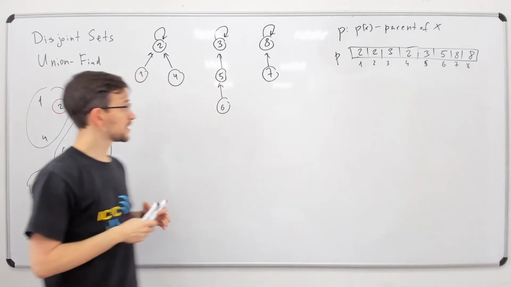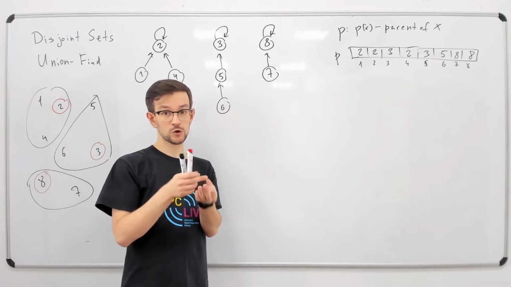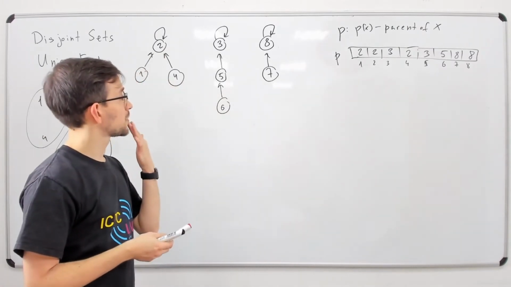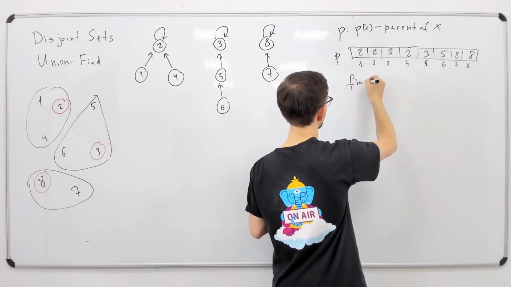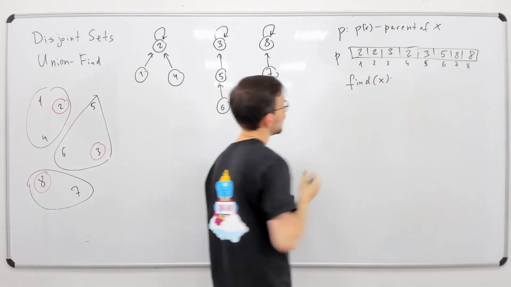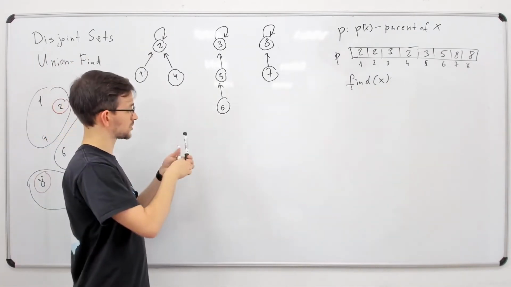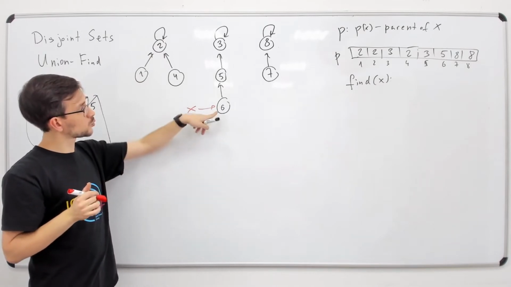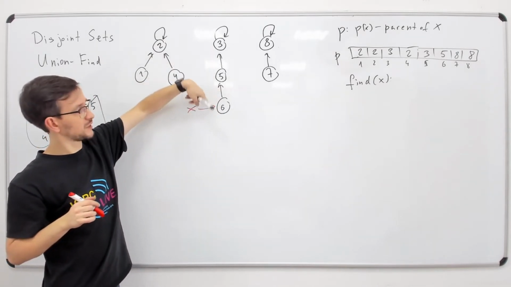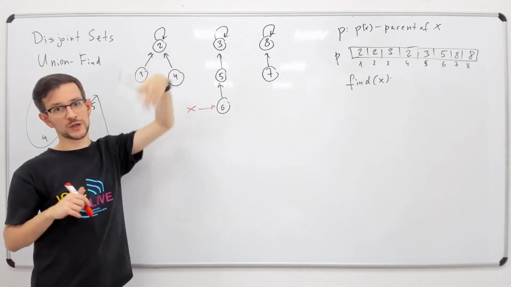Now, let's implement two operations we need. So we need operations find and union. Let's start with operation find. So how to find the representative of the set? We start from element x, and we go to the root of the tree using this link. So we go from element x to its parent, then to its parent, and so on until we reach the root of the tree.